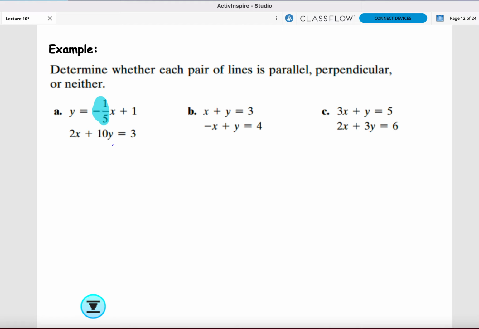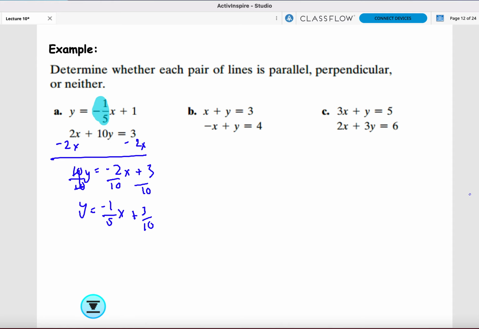So here, 2x plus 10y equals 3, solve for y. We're going to go ahead and subtract 2x on both sides. We get 10y equals negative 2x plus 3. Divide both sides by 10. So then we get y equals negative 1/5 x, right? Because it simplifies. And then this is the slope, right? Because y is by itself now. And they're the same, right? Negative 1/5, negative 1/5. So these lines are parallel.